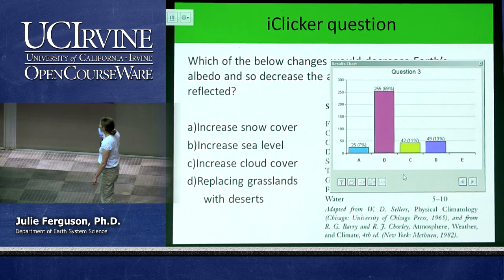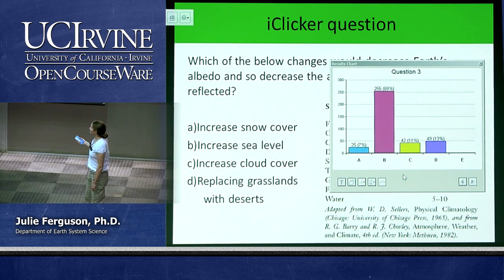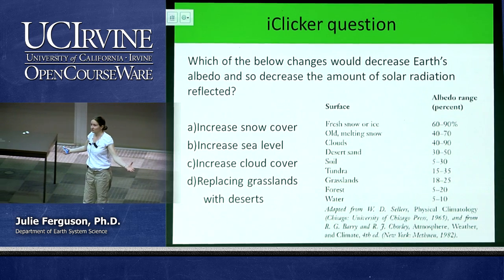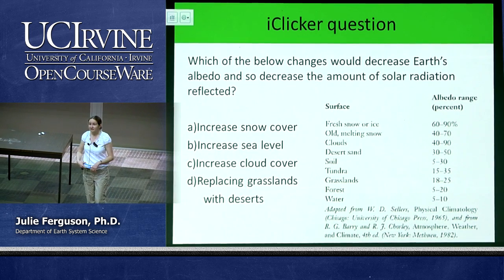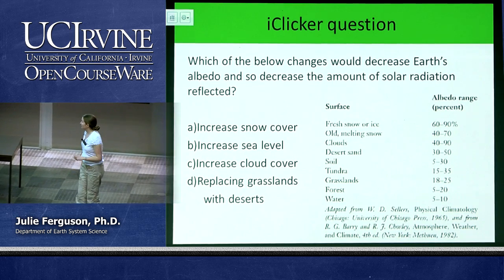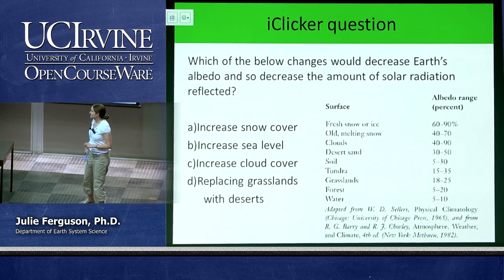I'll take that. So increasing snow cover, we're going to increase our nice white area, so we're going to reflect more. That would increase our albedo. Same thing if we increase cloud cover, nice white fluffy clouds are going to reflect more back to space, so that would also increase. So we were left with B or D.